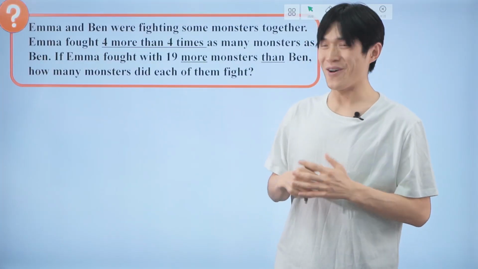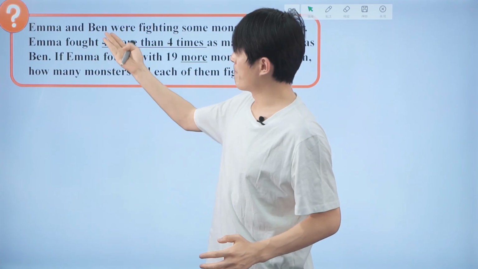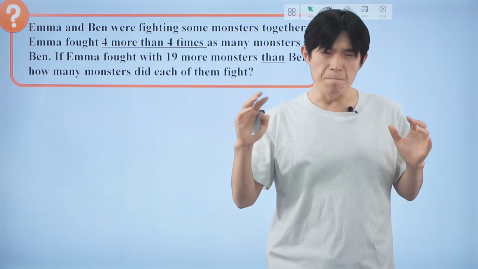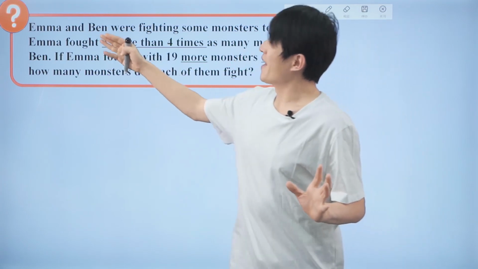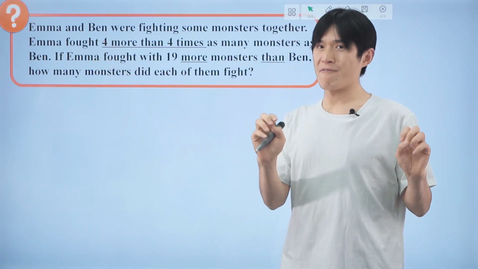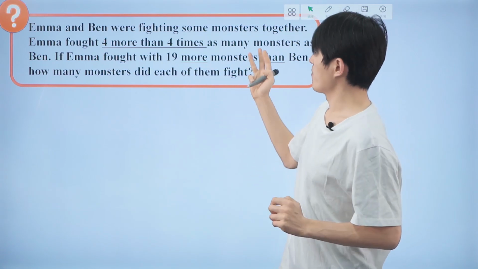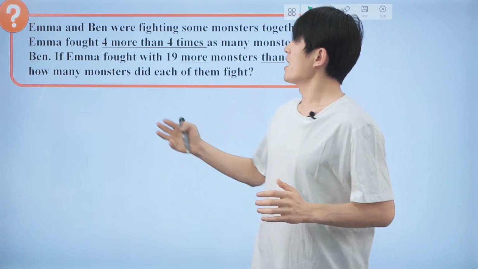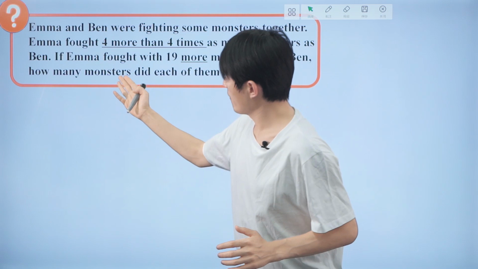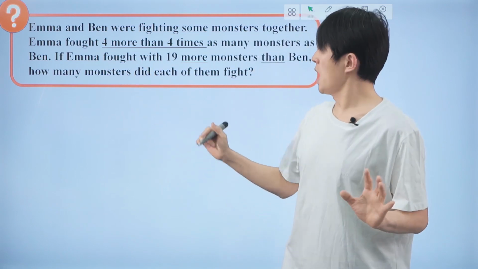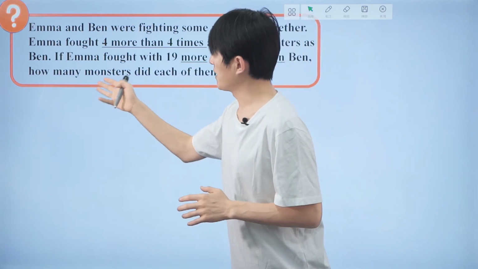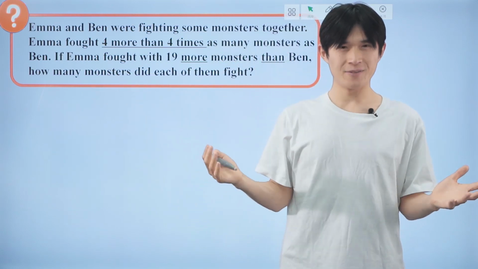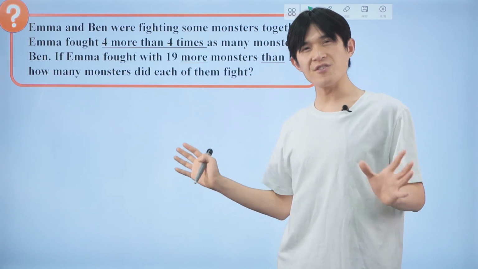And then we have this one. Emma and Ben were fighting monsters together, okay? Emma fought 4 more than 4 times as many monsters as Ben. If Emma fought 19 more monsters than Ben, how many monsters did each of them fight? It's pretty similar to the previous one, right?